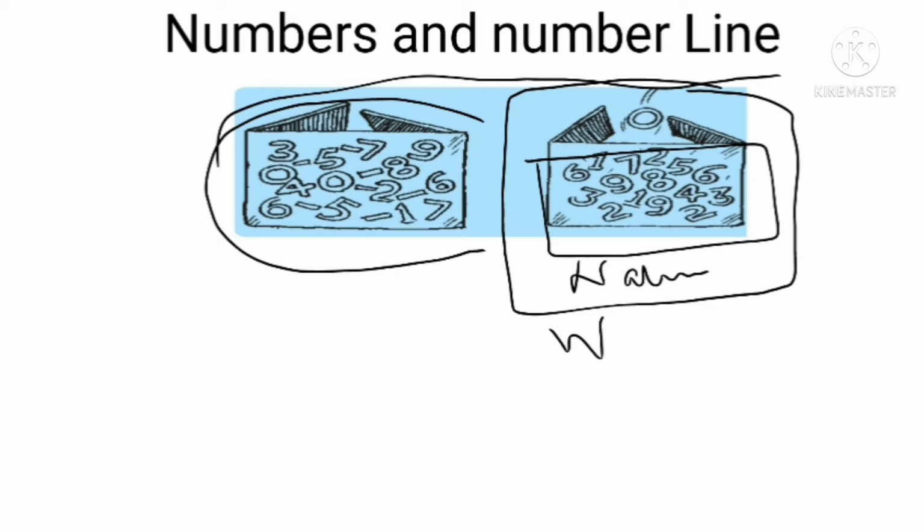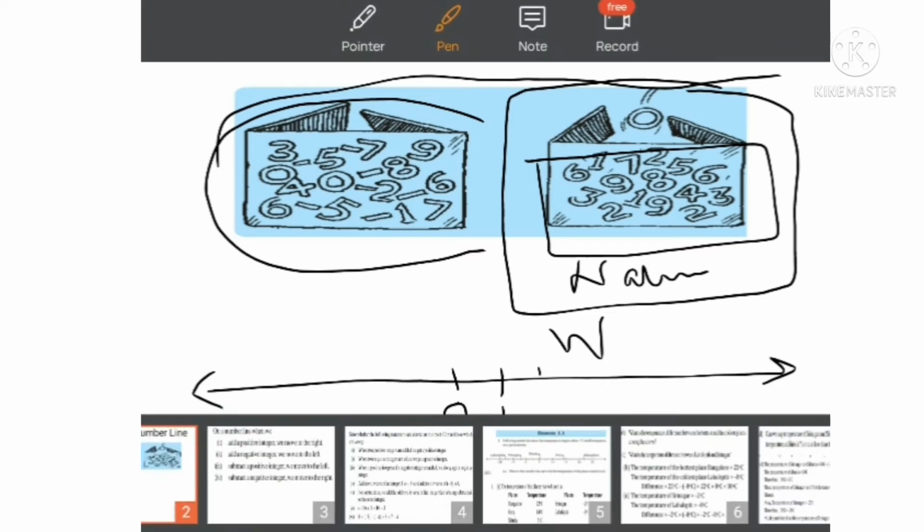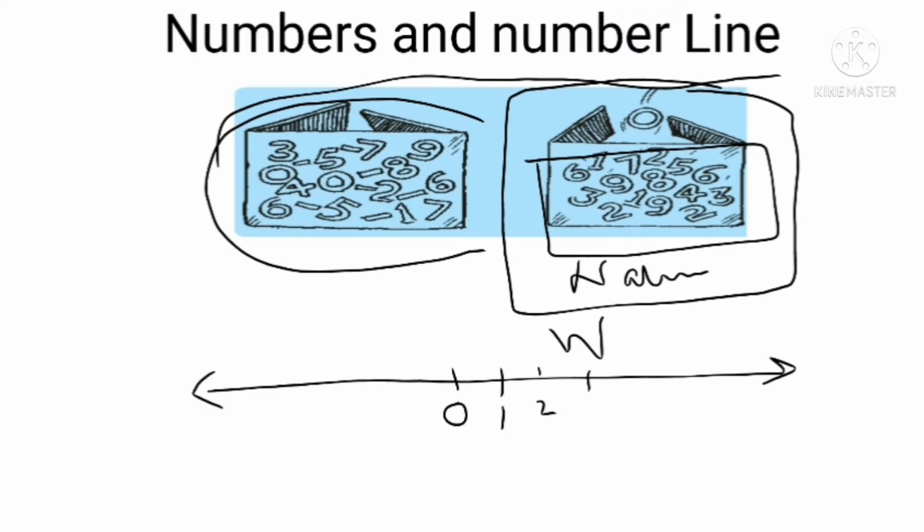We also learned about how to present numbers on a number line. We know that all the numbers can be represented on a number line. On the right hand side we have positive numbers, and on the left hand side we have negative numbers, and these numbers are equidistant from each other. That means these are all 1 unit apart from each other.